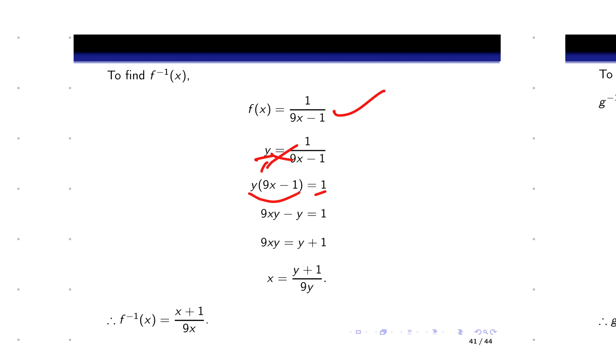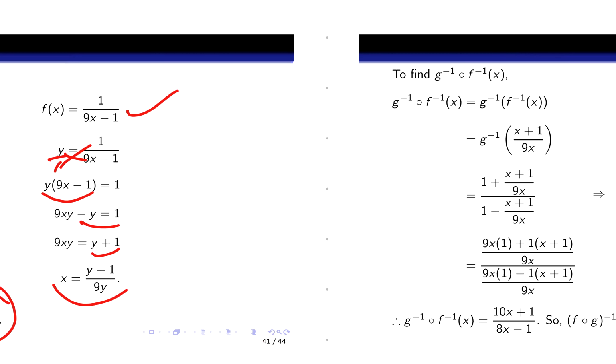Then this is easy. You don't have to collect anything. So just transfer the y. So you have y plus 1 equals 9xy. So x alone is y plus 1 over 9y. So finally, the f inverse of x is, change the y's to x. So you have x plus 1 over 9x. So now we have found g inverse of x and f inverse of x. So the last thing is to compose them together to see if it's equal to what we got before.